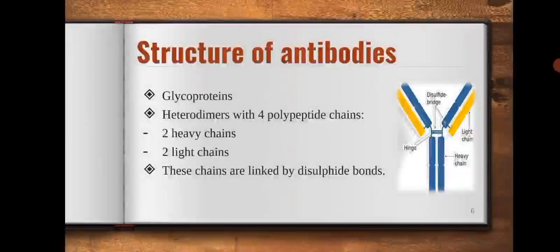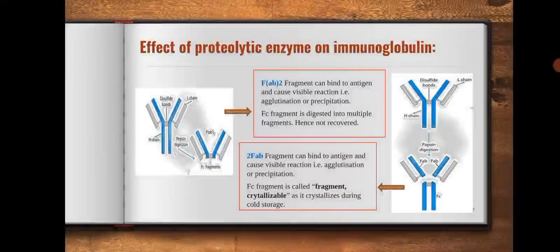Structure of antibodies. These are glycoproteins, heterodimers with 4 polypeptide chains, that is 2 heavy chains and 2 light chains, linked by disulfide bonds. When an antibody molecule is treated with pepsin, an F(ab')2 fragment is generated that can bind to antigen and cause a visible reaction, that is agglutination or precipitation. The Fc fragment is digested into multiple fragments, hence not recovered.